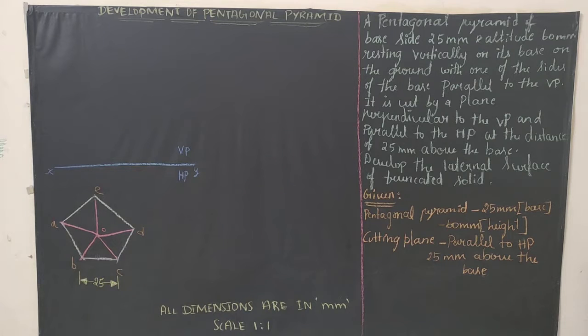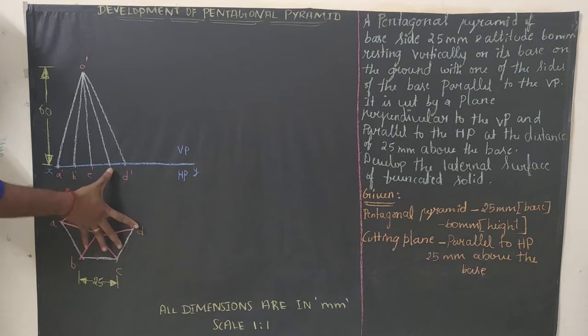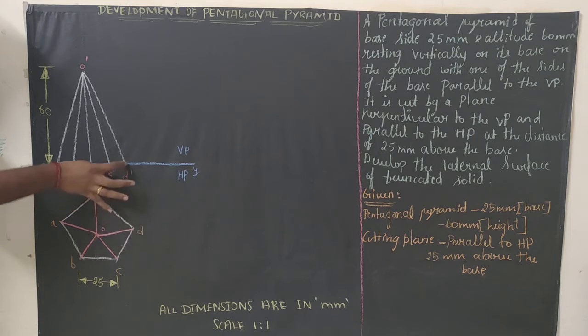Now the next step is to draw the front view of the pentagonal pyramid. We are going to extend all the top view points so that we can get the front view. Keep your scale vertically from A so that you get a point here. Keep your scale vertically with respect to B to get this point, with respect to E to get this point, with respect to C to get this point, and with D to get this point.